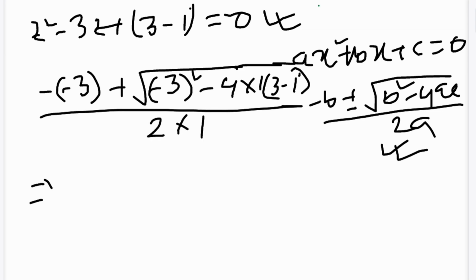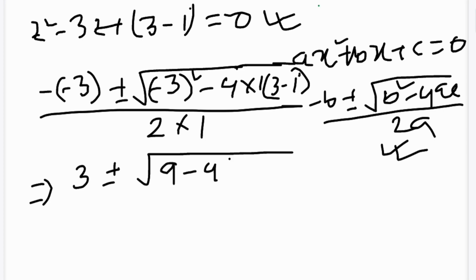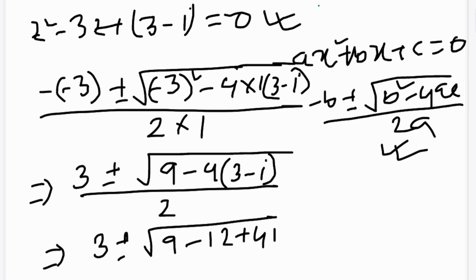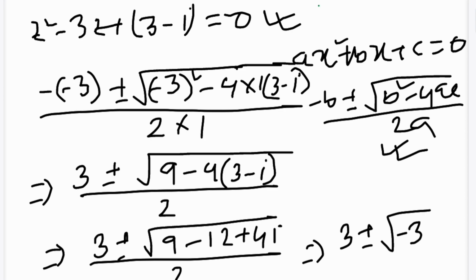So the next line is 3 plus minus, sorry, this is plus or minus, root over 9 - 4 into (3 - i), over 2. So this is simply 3 ± √(9 - 12 + 4i) over 2. So this is simply 3 ± √(-3 + 4i) over 2.